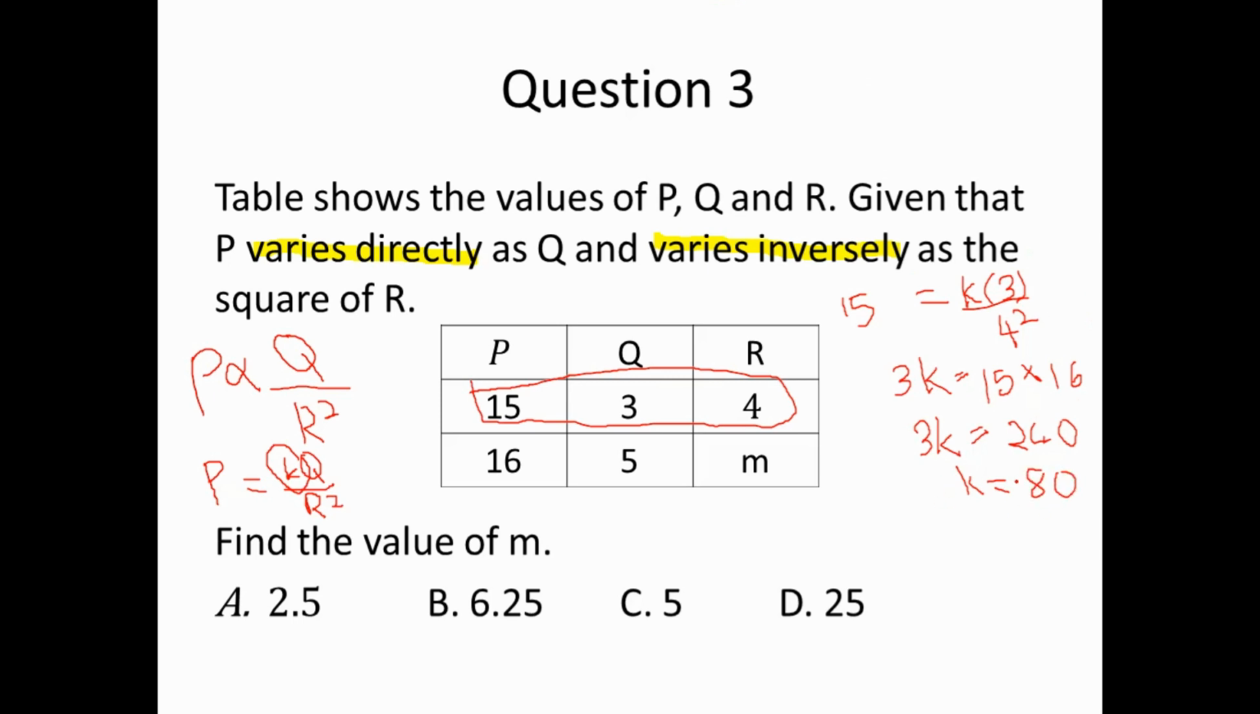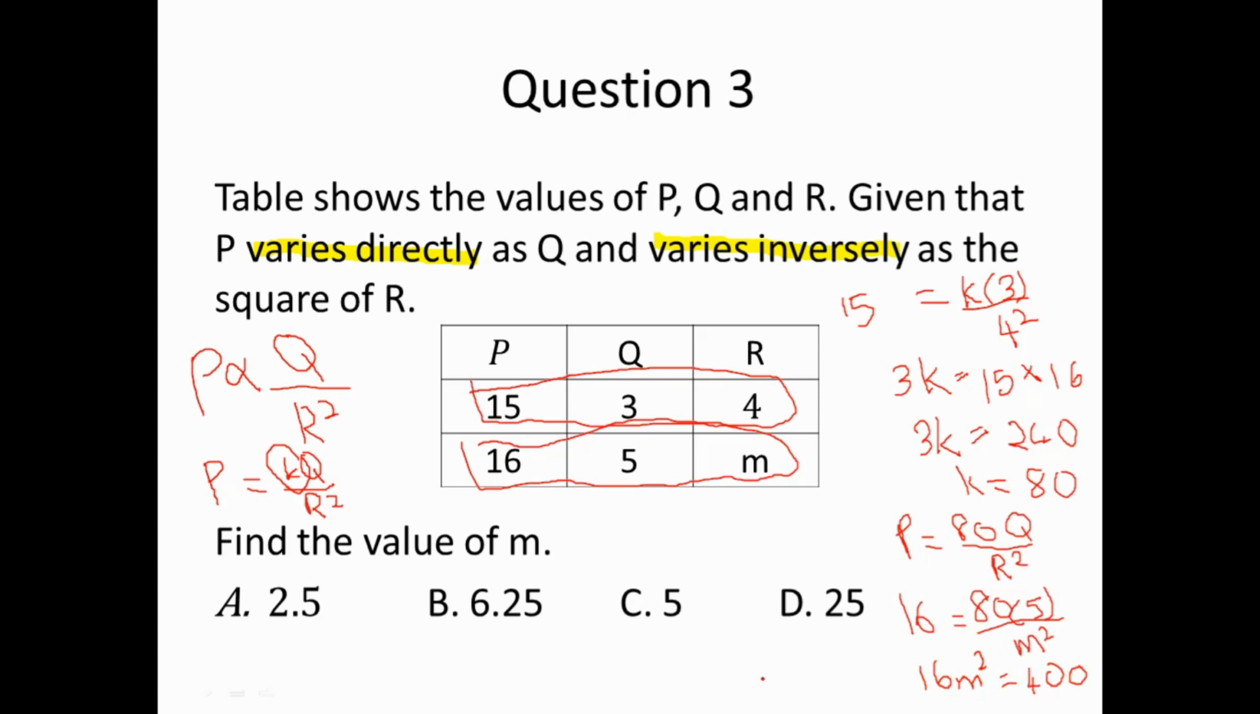We put back the value of k into the original equation. So P equals 80Q over R squared. We continue with the second pair of P, Q, R. P equals 16, Q is 5, and R is m squared. So 16m squared equals 400. Continue here: m squared equals 400 divided by 16, which is 25. So m equals the square root of 25, which is 5. So the answer is C.